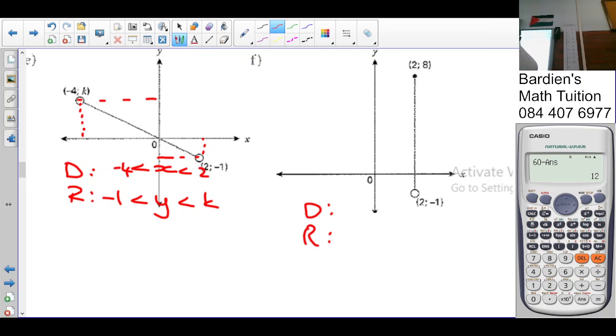Domain is all possible x values. The only x value that exists here is 2. What's my range? It's going from negative 1 to 8. So y is greater than negative 1 but less than 8. Can it be equal at negative 1? No. Can it be equal at 8? Yes. Closed.